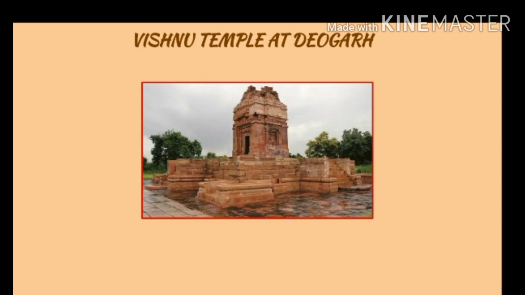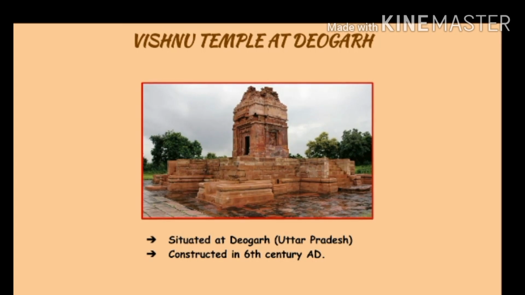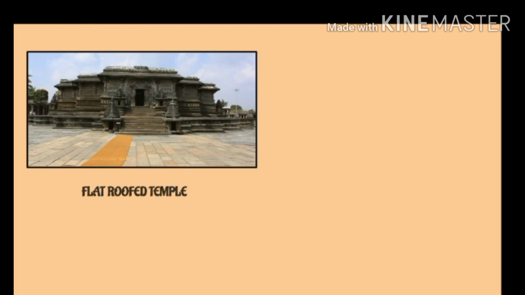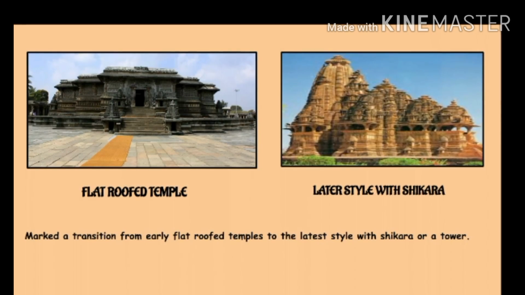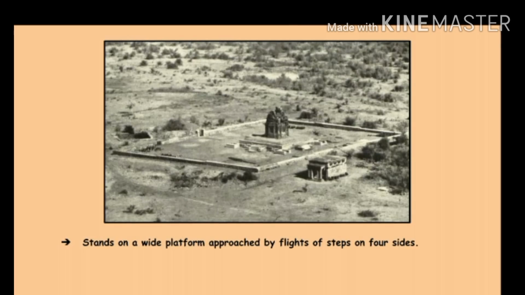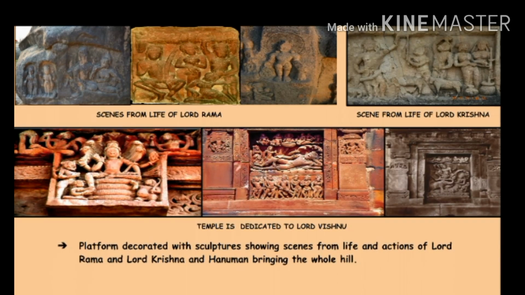For better understanding, the Deogarh temple is explained in pictorial form. The Vishnu temple at Deogarh, Uttar Pradesh, was constructed in the 6th century AD. The temple marked a transition from the early flat-roofed temples to the later style of a shikhara or a tower. It stands on a wide platform approached by a flight of steps on the four sides. The platform is decorated with sculptures showing scenes from the life and actions of Lord Rama and Krishna.